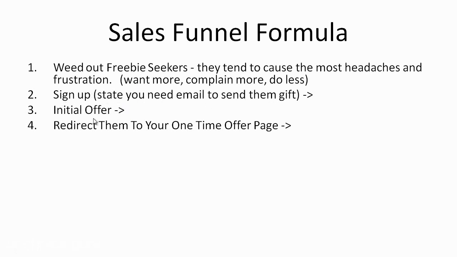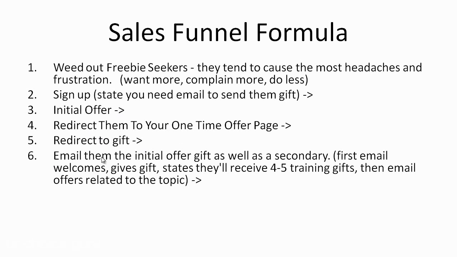So they sign up, you redirect them to the one-time offer page, redirect them to the gift, and then the email comes to their email box, and basically at that point they can get the initial offer, which is the first email that welcomes them, gives them the gift, and then states what's ahead. You always want to state what's ahead, so you're basically connecting the dots. You're giving them the gift, welcoming them, stating what's ahead, and then after that you email them training gifts first and then offers related to the topic. So as you can see, the topic has to be congruent all throughout the process in order for the conversions to actually work.